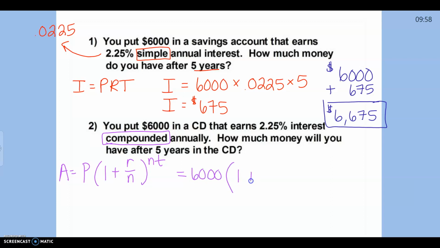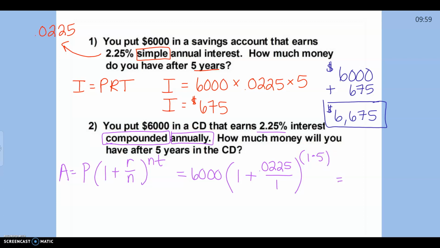You're going to have a 1 plus. R is still rate, and our rate is 2.25%, so we're going to put 0.0225. The only part that's new is N. Okay, and N is your number of times per year. It always comes after the word compounded. So for N, we see the word annually. And remember we talked about for annually, that means once a year. So N is 1. So I'm going to put a 1. And then it's raised to the N, so 1 times T, which is time, which was still 5 years.